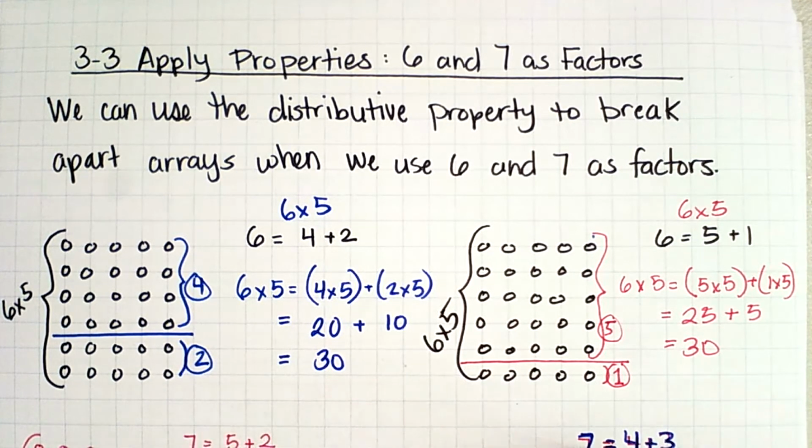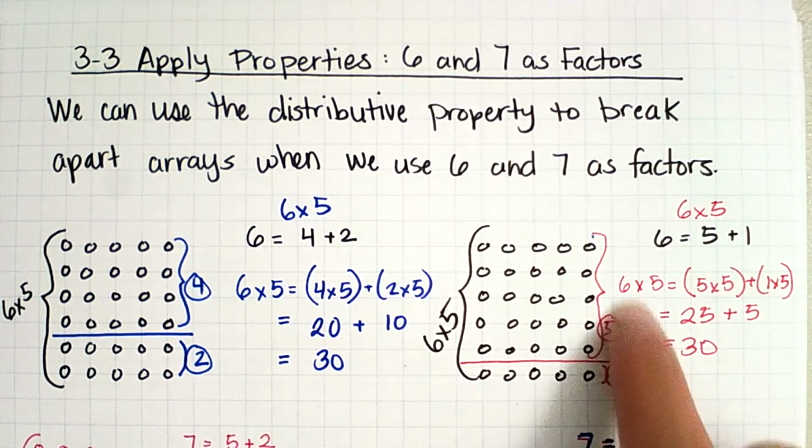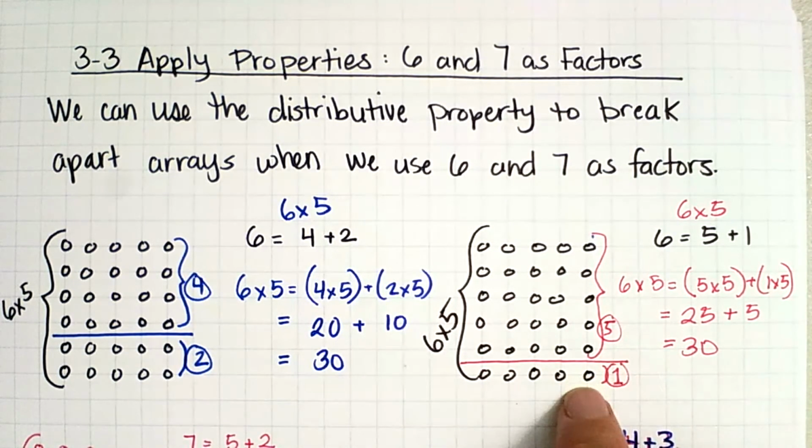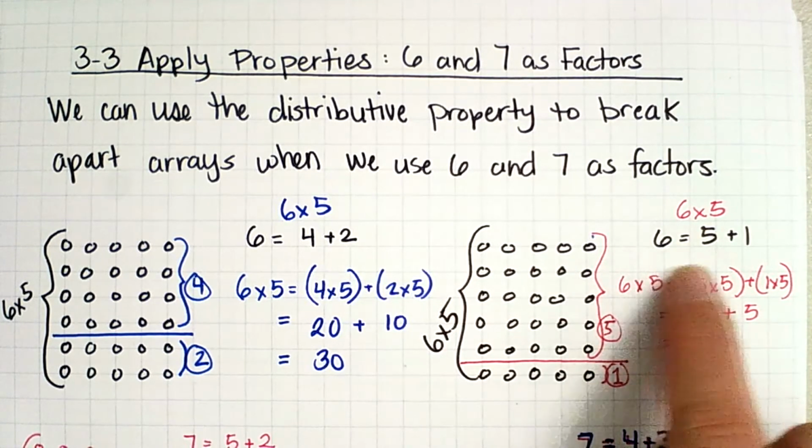Now, if I'm not sure, I can split my array a different way. So I can use my 5's facts and I can use my 1 fact. So I broke apart that 6 into 5 and 1 more.